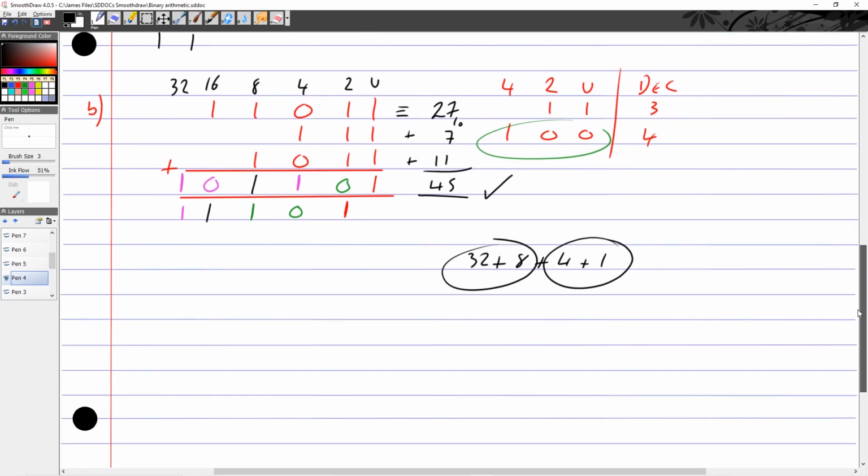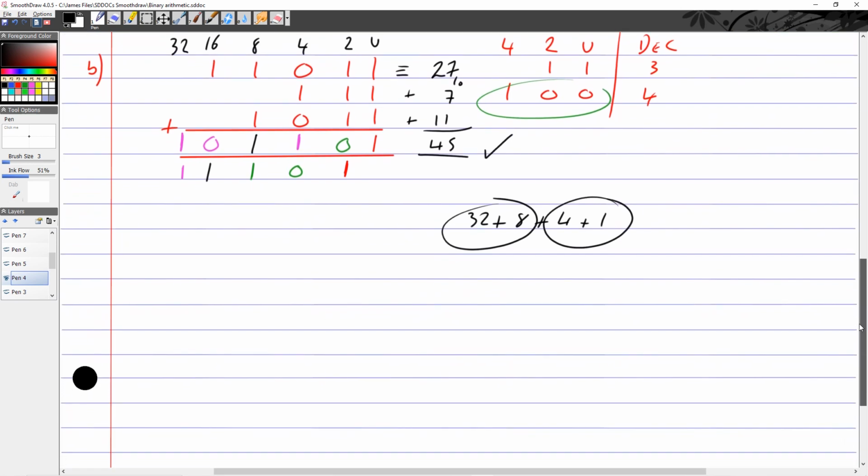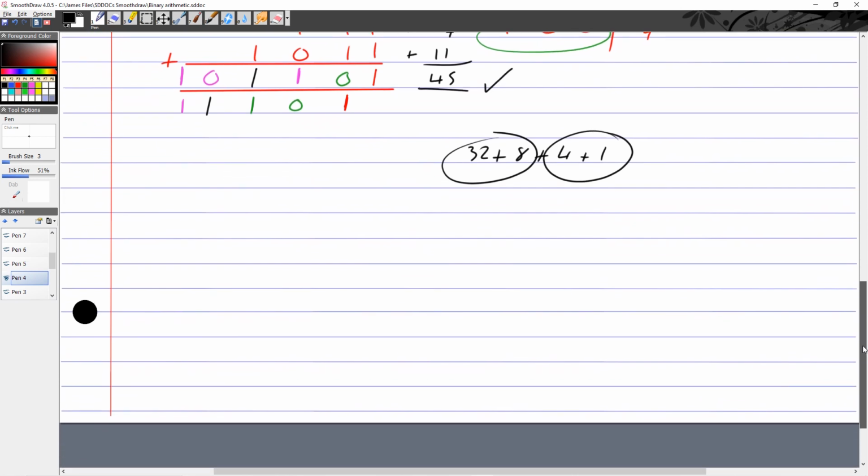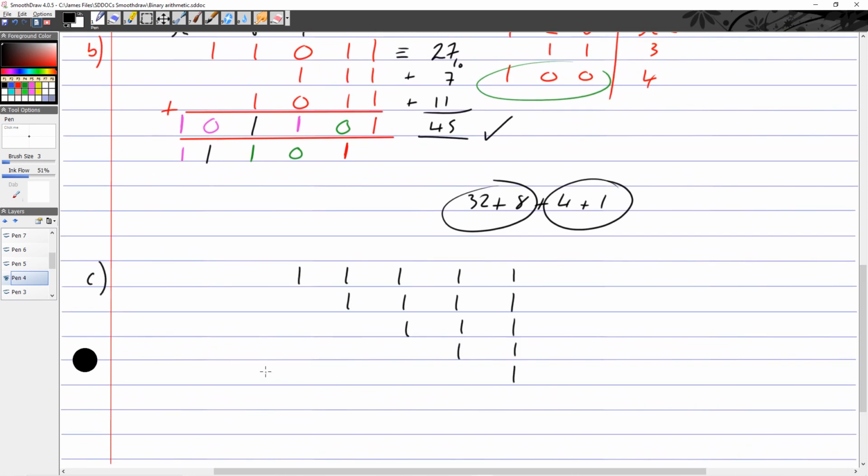I'll do one more example. Same method every time, just a little bit more intricate if you like. Now, you won't be given ones that are this complicated, but it's good to challenge ourselves.